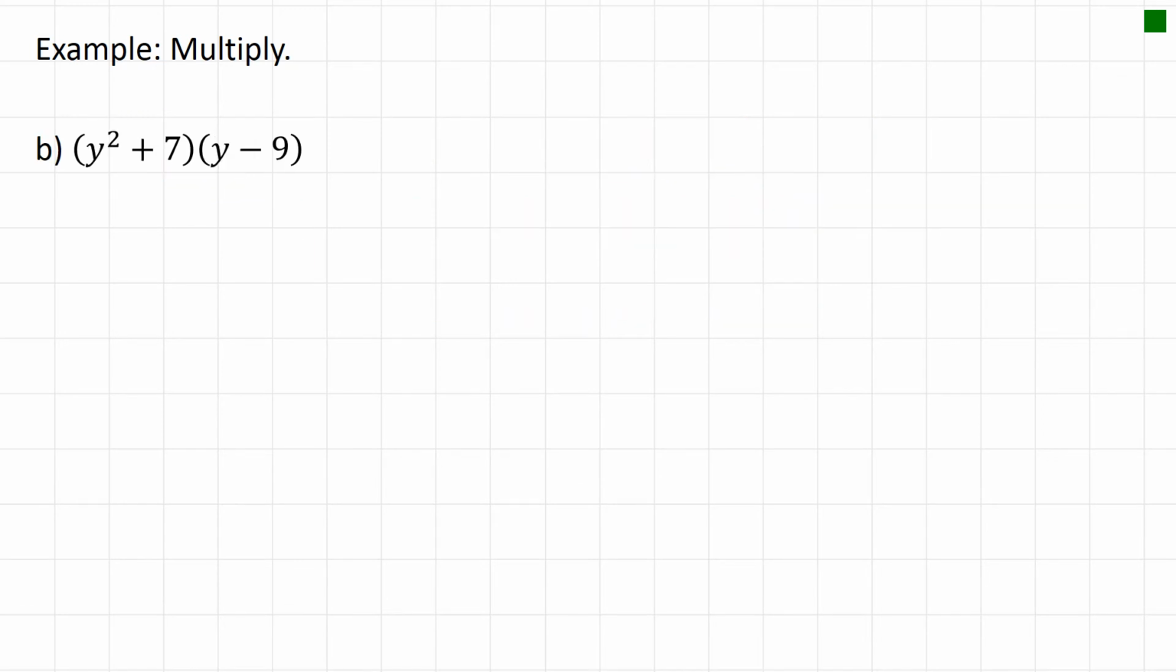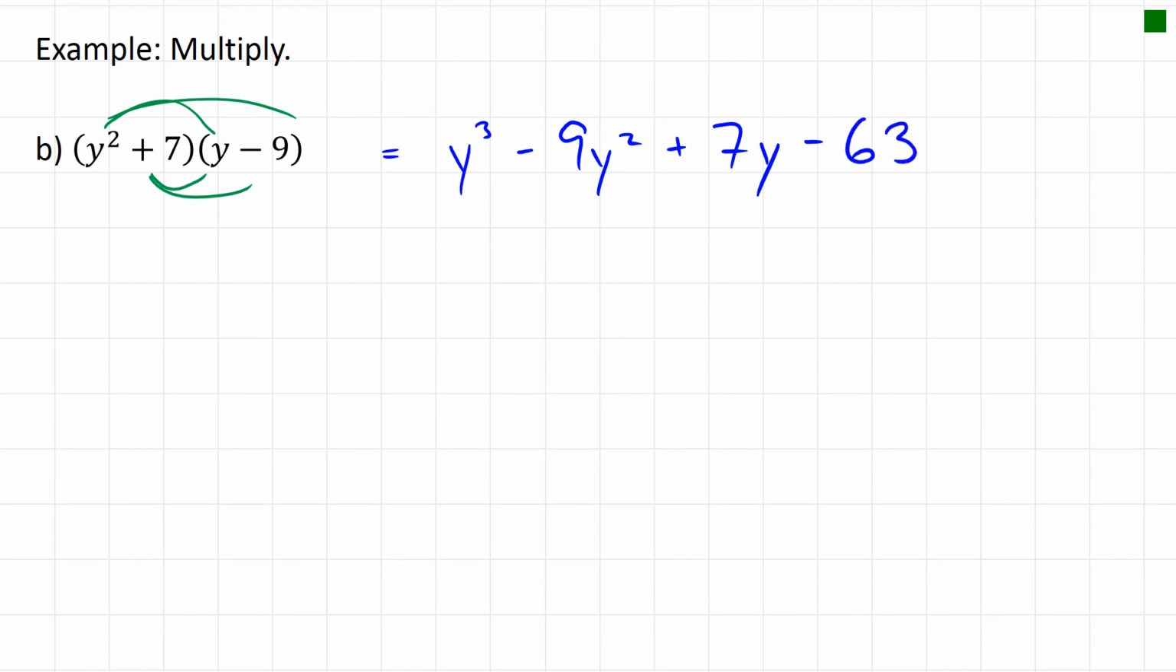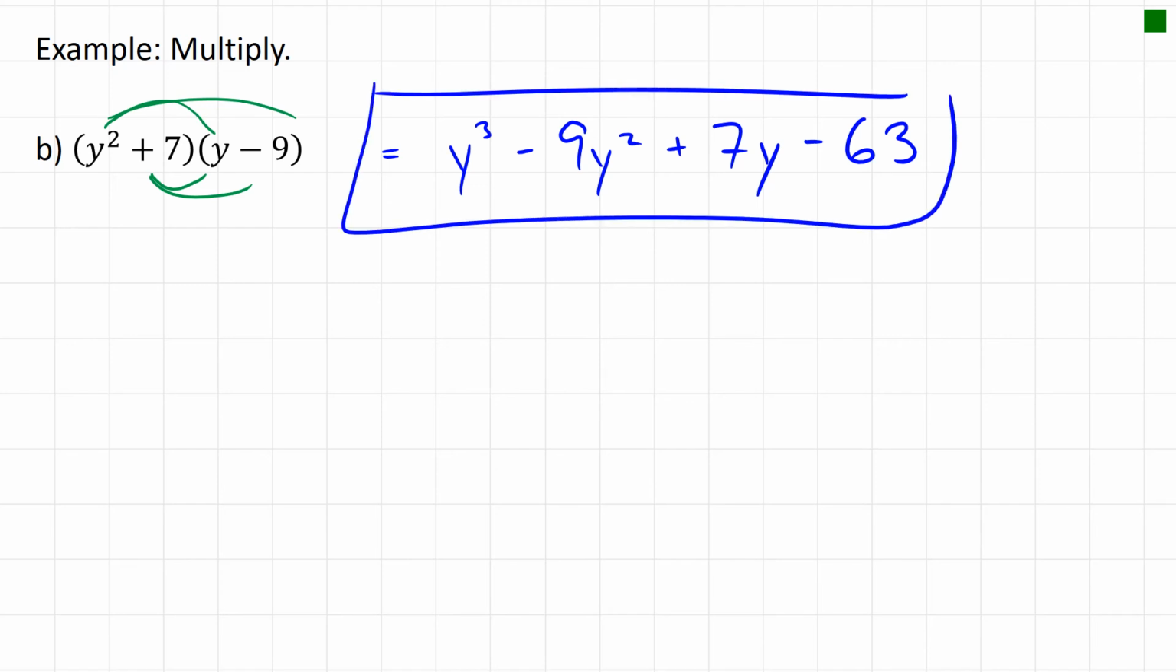This next example, we're going to follow the same pattern. The only difference is that we have a higher power, or a higher exponent, in this first binomial. But again, following FOIL, we have y squared times y. Those are our first terms. That's y cubed. Outside, y squared times negative 9 is negative 9y squared. 7 times y is plus 7y, and 7 times negative 9 is negative 63. And this time, the result doesn't have any like terms that we need to combine together. So we're done.